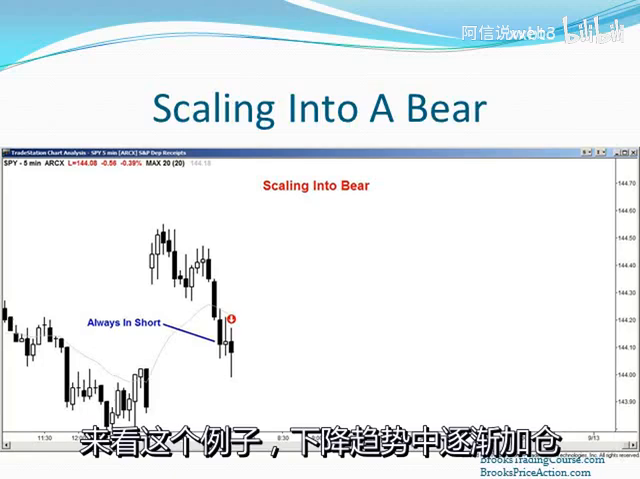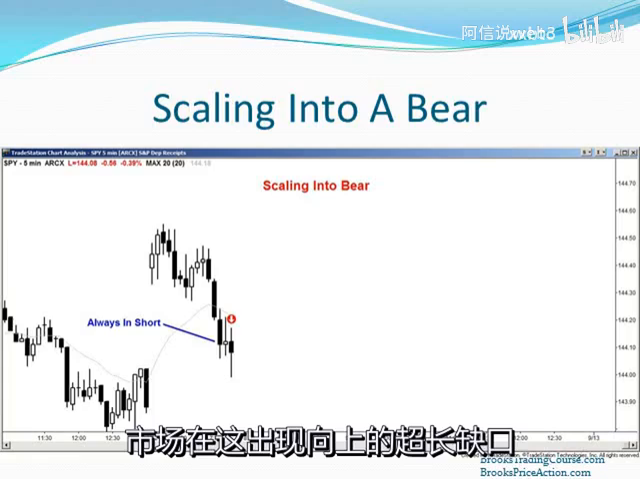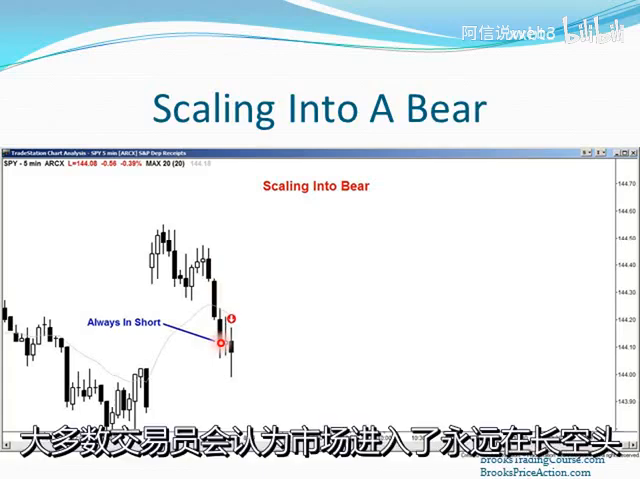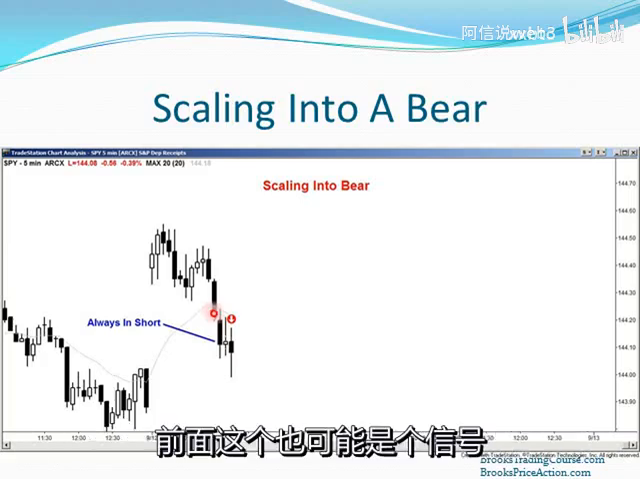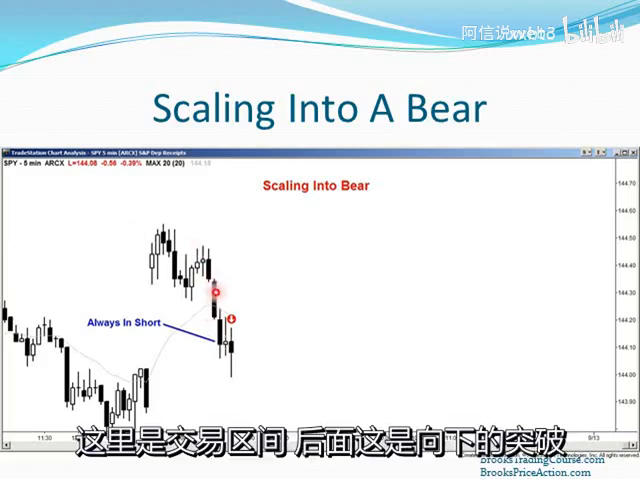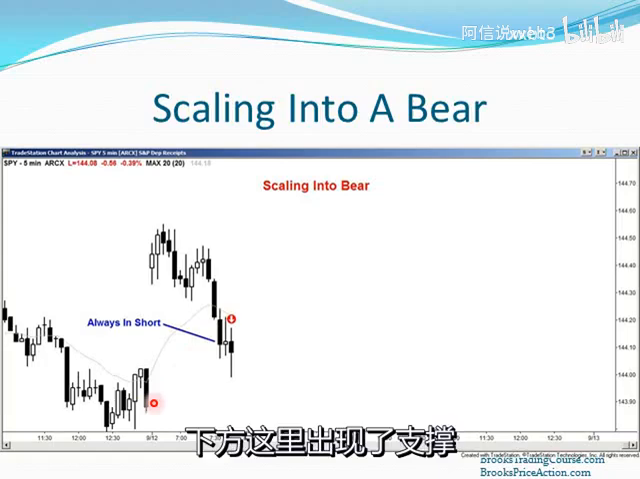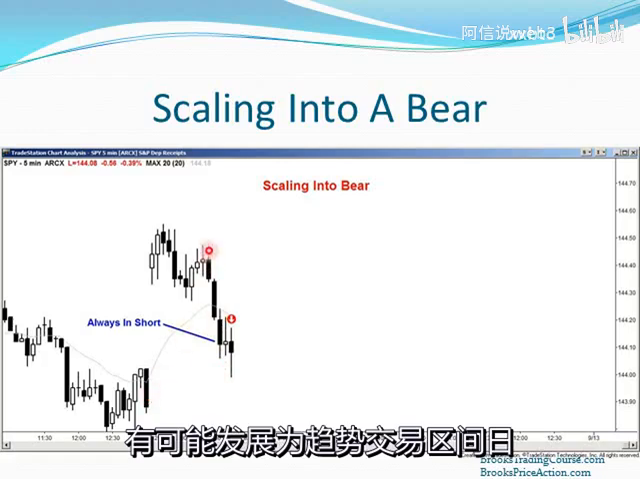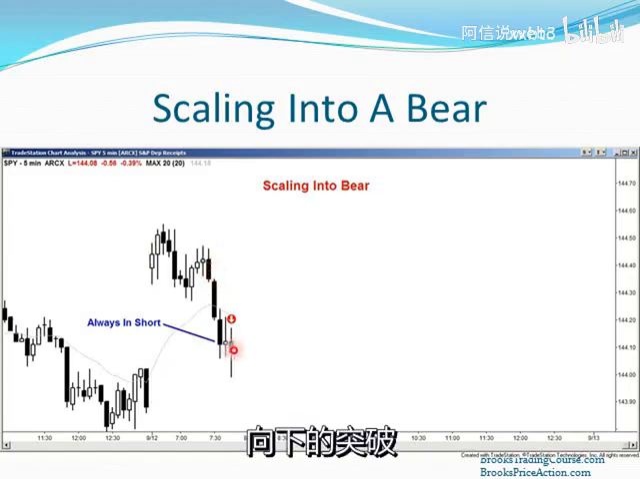Here's an example of scaling into a bear trend. The market gapped up but then sold off and had 3 strong bear bars here. So it became always in short for most traders, certainly by this bar. For most traders, probably by this bar. There was a trading range, a breakout, and support down here at yesterday's close. Most traders would assume we're going down to test yesterday's close, and that maybe we'll get a trending trading range day, an upper trading range, a breakout, and maybe a lower trading range.